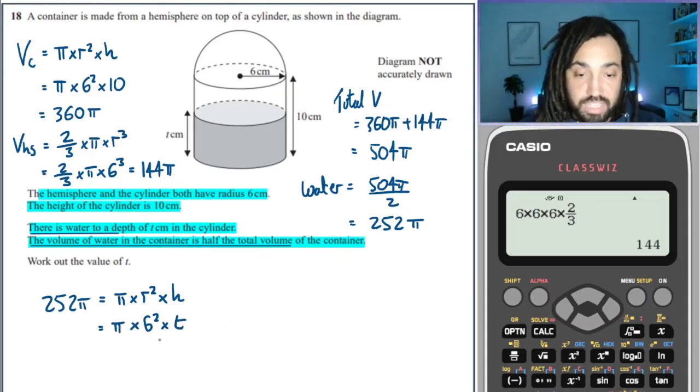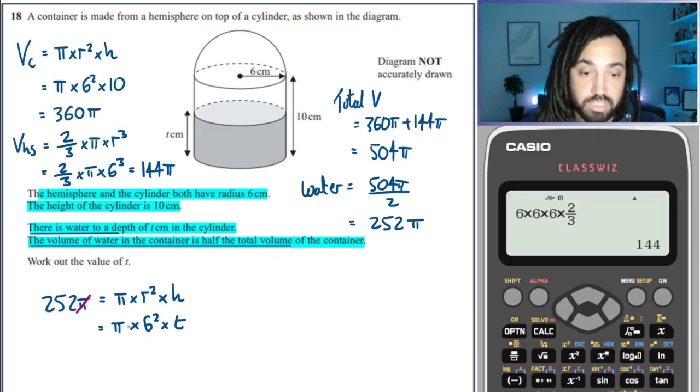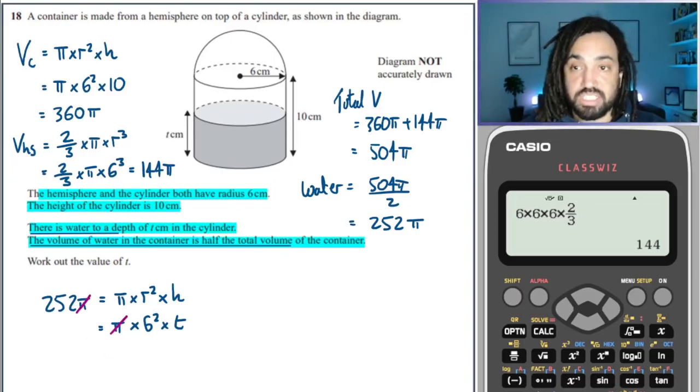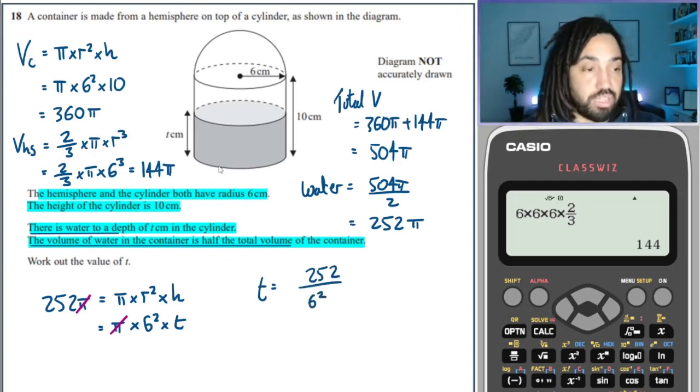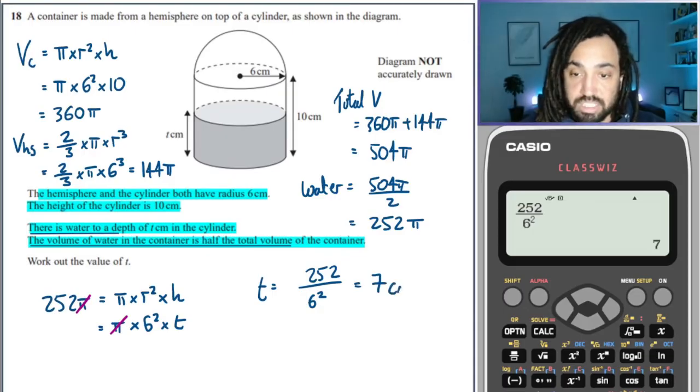Okay, so in order to find t, we just need to divide both sides of this equation, first by pi. We can do that nice and easily, like that. And then we need to divide both sides by 6 squared. So t will be 252 over 6 squared, or 36. So 252 over 6 squared, and it's going to be 7, perfect. And that is centimetres, and that is done.